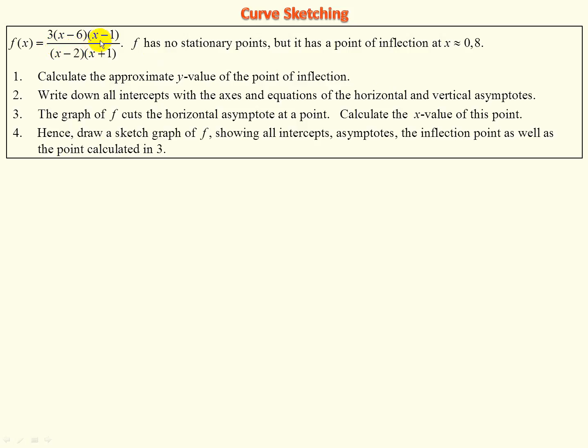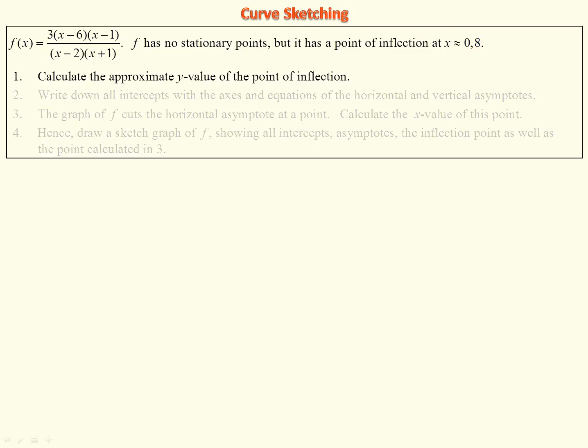f of x is given as a function which already has its numerator and denominator factorized. No stationary points and a point of inflection at x approximately equal to 0,8. Question 1. Calculate the approximate y value of the point of inflection. So we're going to take that x value 0,8 and substitute it into the function. Negative 1,44.